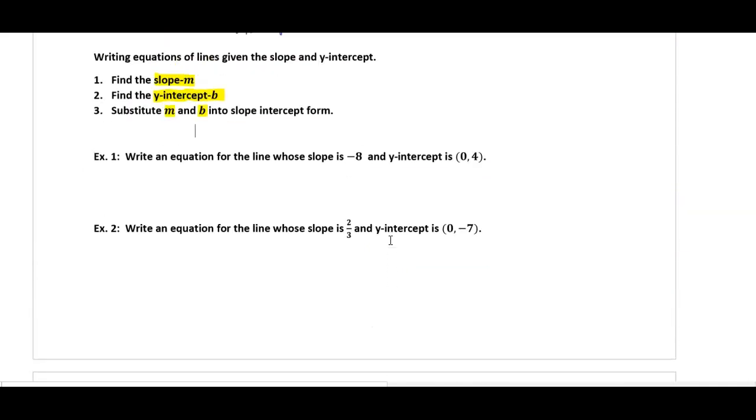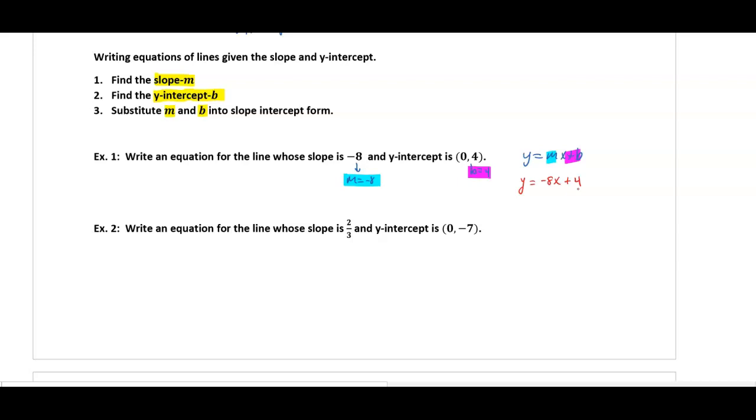So here, write an equation for the line whose slope is negative 8 and y-intercept is 0, 4. Well, you know right away, m is negative 8. And if your y-intercept is 0, 4, b is 4. I have m, I have b. We know y equals mx plus b. So all I'm going to do is take the value of m, put it in the place of m, take the value of b, and substitute it in here. So y equals negative 8x plus 4.